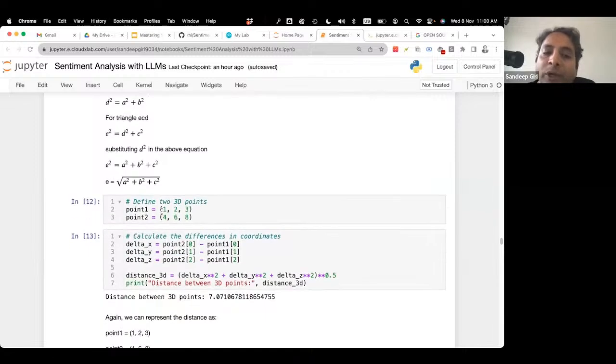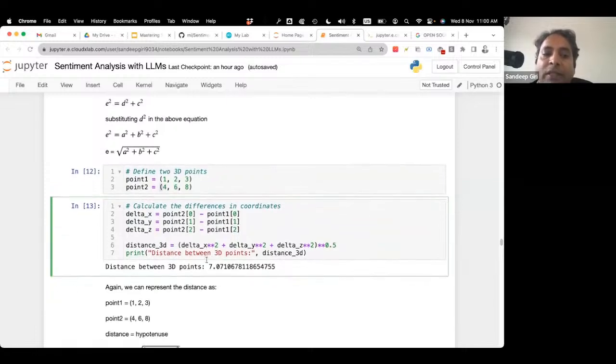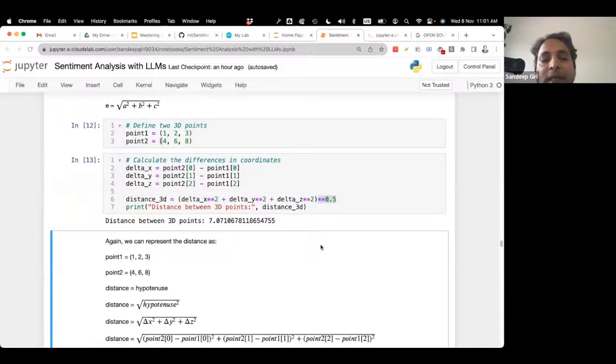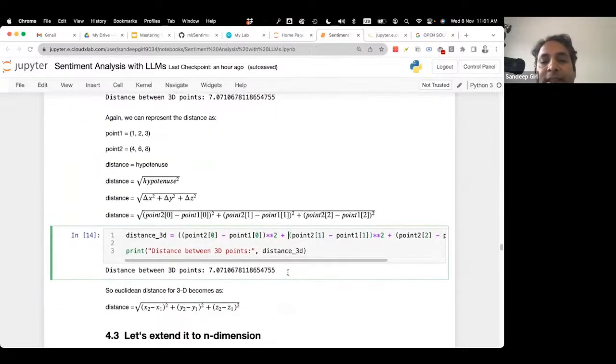So if our point 1 was 1, 2, 3 and the second point was 4, 6, 8, the way I'll calculate the distance is by using these differences. So the delta x, delta y, delta z, we calculated by subtracting, and then we squared them and did the square root. To the power 0.5 means doing the square root. And that's about it. Pretty simple. So here is our point.